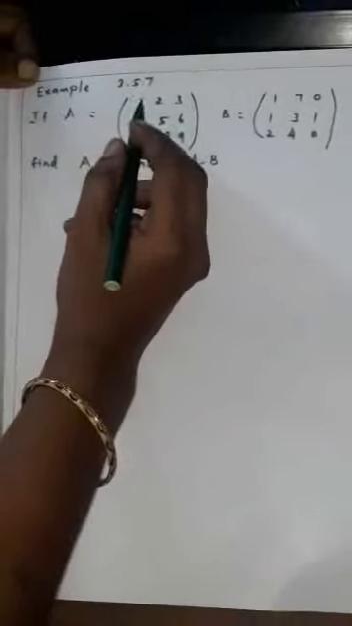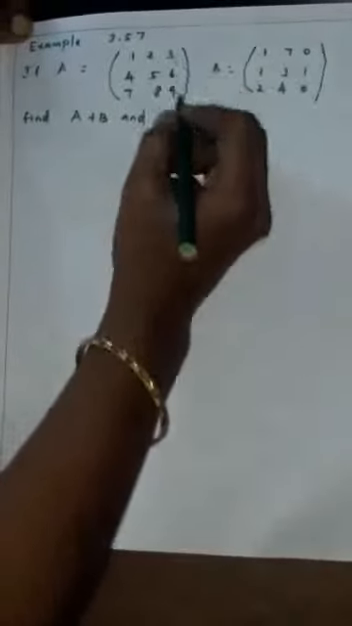Example 3.57. If A equals the matrix with rows 1, 2, 3; 4, 5, 6; 7, 8, 9, and B equals the matrix with rows 1, 7, 0; 1, 3, 1; 2, 4, 0. Find A plus B and A minus B.